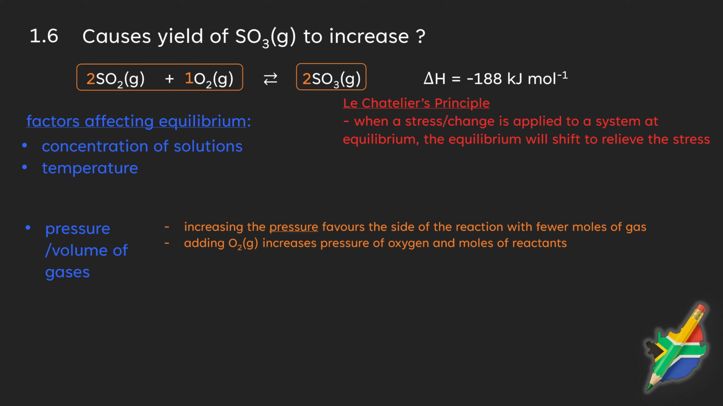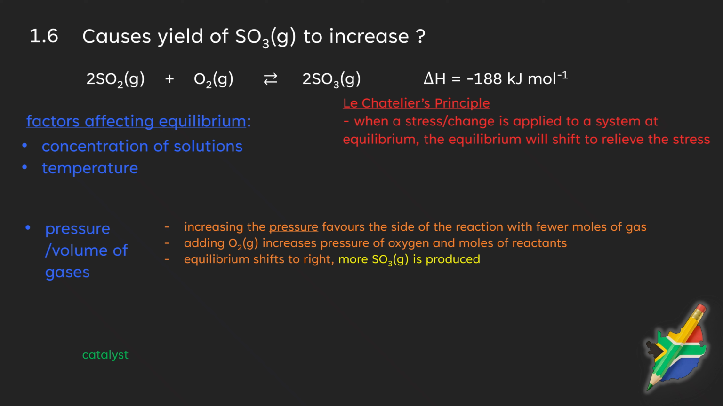Adding oxygen gas would increase the pressure of oxygen and increase the moles of reactants. Therefore, the equilibrium would shift to the right to decrease the moles of gas. And as a result, more sulfur trioxide gas is produced. In other words, the yield of sulfur trioxide increases. We can see that the answer must be A, but let's check the other 3 answer options.